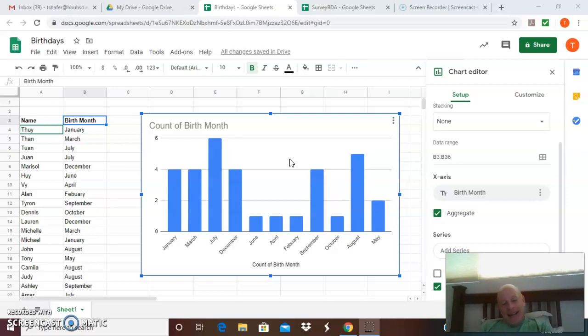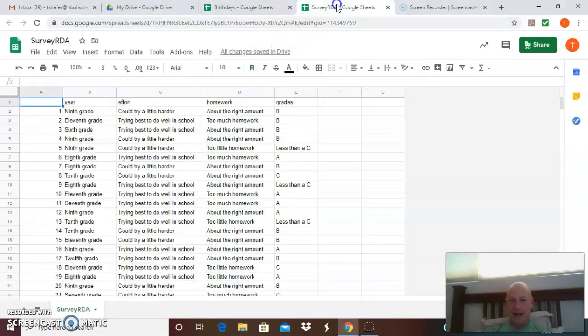So the idea is that we're going to be creating these different charts for you guys to use in analyzing the data. So what are you guys going to be doing today? You're going to be downloading this survey RDA, where it's basically got 4 columns. What grade are they in? The effort that they put into their schoolwork, how much homework is assigned, and their current grades.